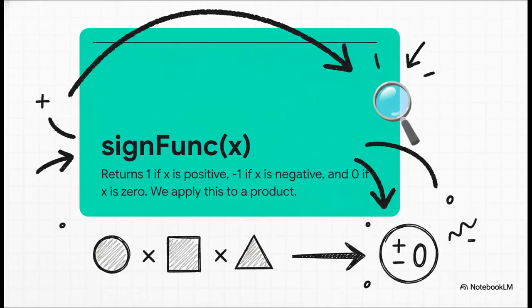So here's the official goal. We need to build a function. Let's call it signFunc. Now, this function is kind of special. It doesn't care about the actual value of a number, like 5 or negative 100. It only cares about its sign. So if you give it a positive number, it gives you back a 1. A negative number, you get negative 1. And if it's 0, you get 0. Our job is to apply this function to the product of all the numbers in a given list.